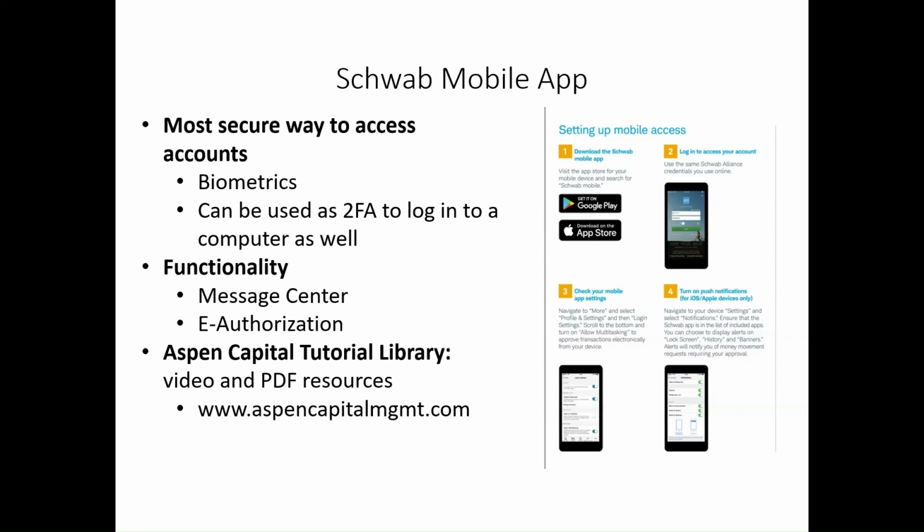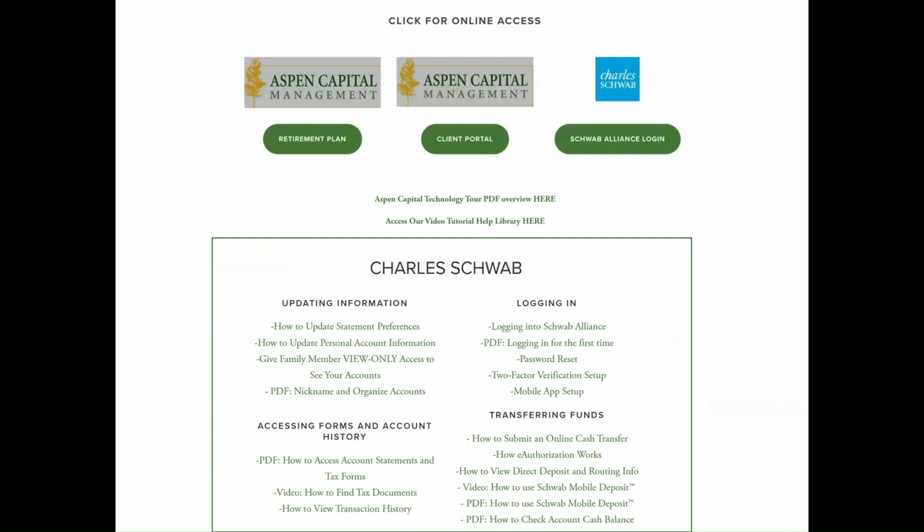Also, be sure to check out the tutorial library on our website under the Online Client Center. It's packed with resources to help you get the most out of the app, like step-by-step guides on how to download it, navigate its features, and use e-authorization. Plus, we have resources for some of our most asked questions that cover topics like giving family members view-only access on Schwab Alliance, how to use the Schwab mobile check deposit, and how to access your account statements and tax forms. These videos are a great way to get comfortable with the app, so definitely give them a watch if you want a quick walkthrough. Now here's Nate with more about e-authorization.